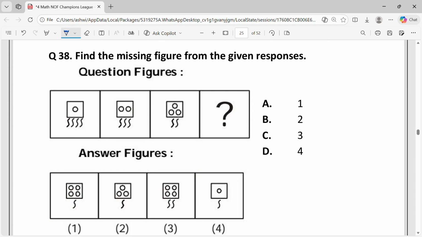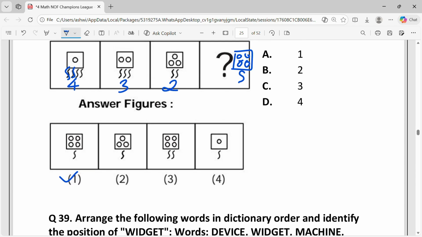Question 38. Find the missing figure from the given responses. In the question figure, we can see that inside the box, first there is 1 circle, 2 circles, 3 circles. So in the next box, there will be 4 circles. And the outer curved lines in the first were 4, then 3, then 2. So in this it will be 1. From the answer figures, that is answer figure 1. That is option A.